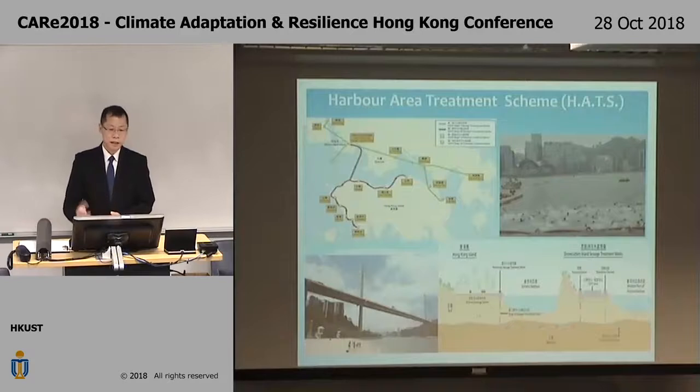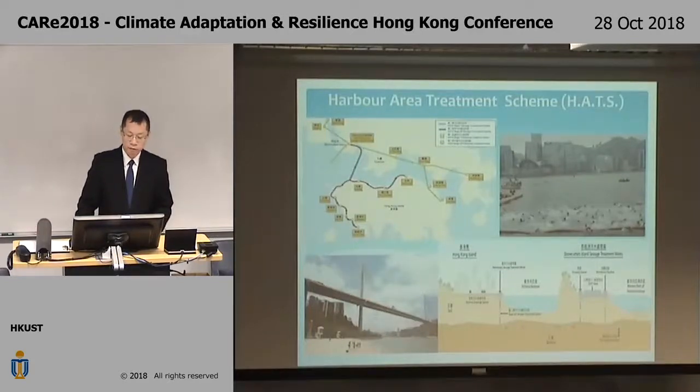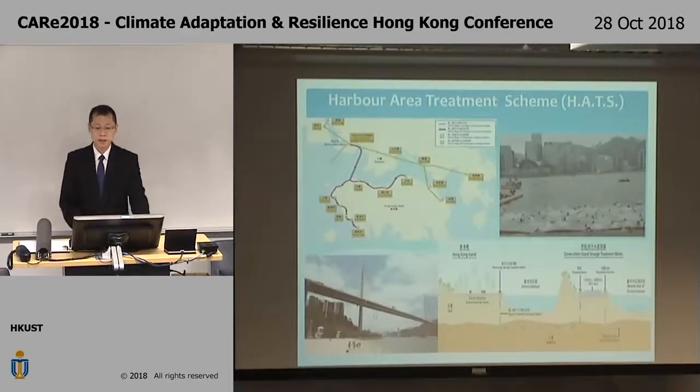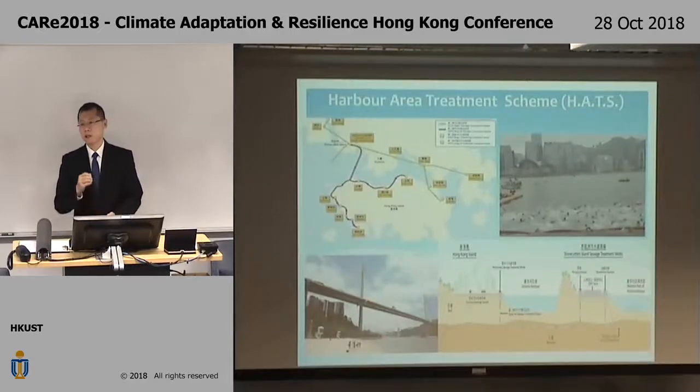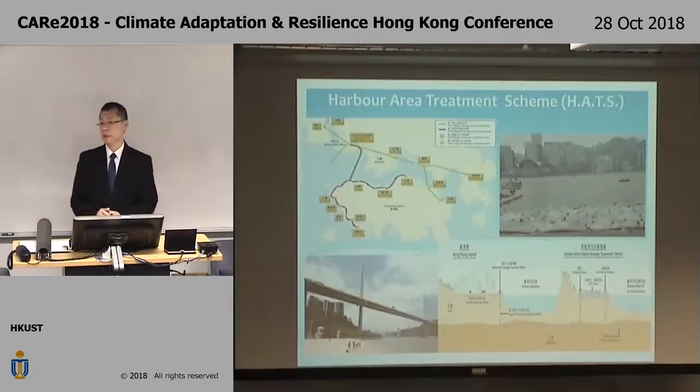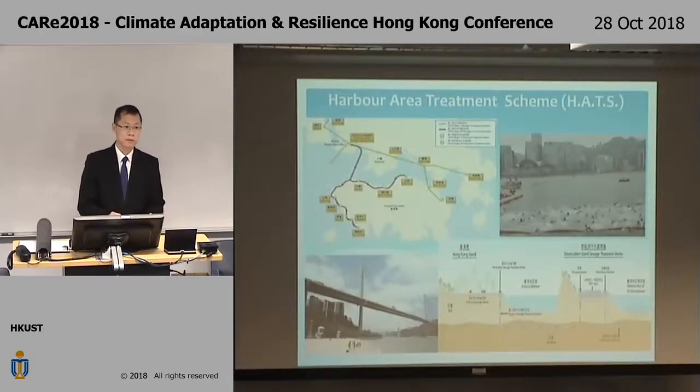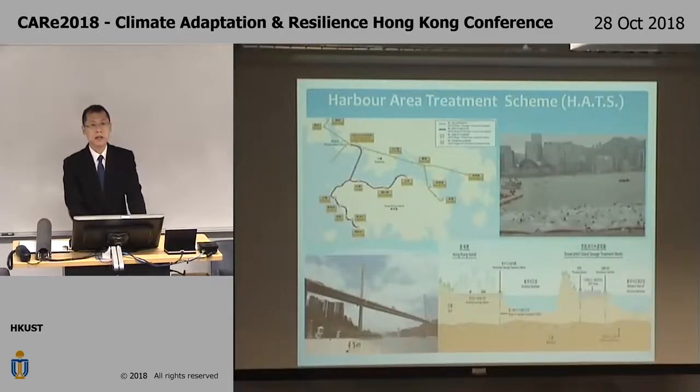With this system in place, one of the main benefits is that at Gemini Beach, the bathing beach in our Tsuen Wan area, the water quality greatly improved after we installed a disinfection system to disinfect all the sewage. It's around 2010.